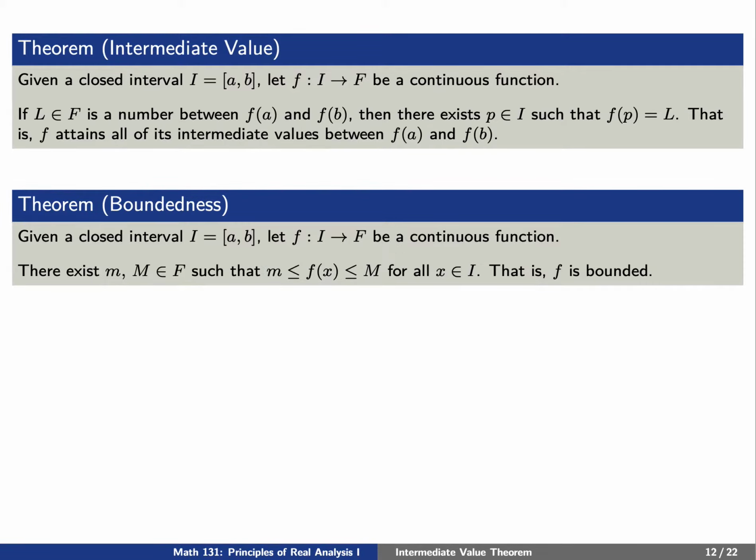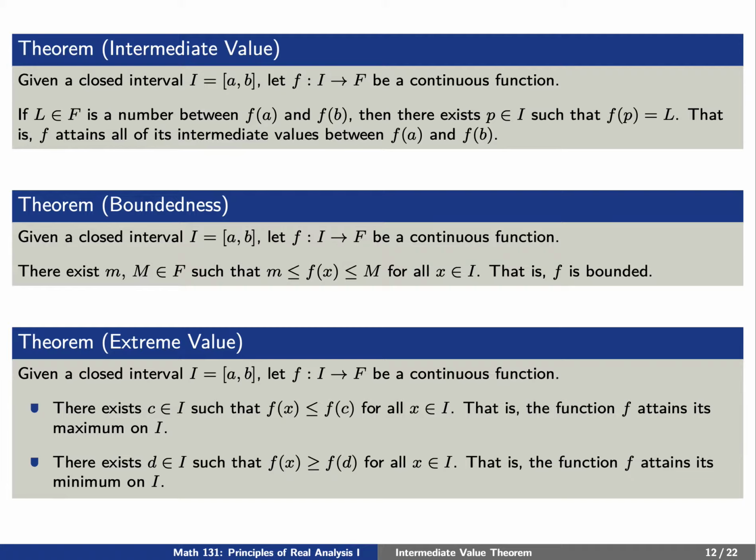The second of the three is the Boundedness Theorem. Again, say that f is a continuous function on our closed interval I. There exists a lowercase m and an uppercase M such that lowercase m is less than or equal to f of x is less than or equal to uppercase M for all x in our closed interval. That is, f is a bounded function.